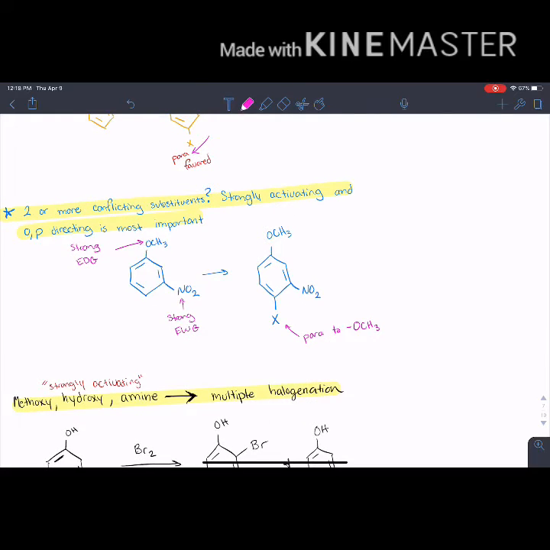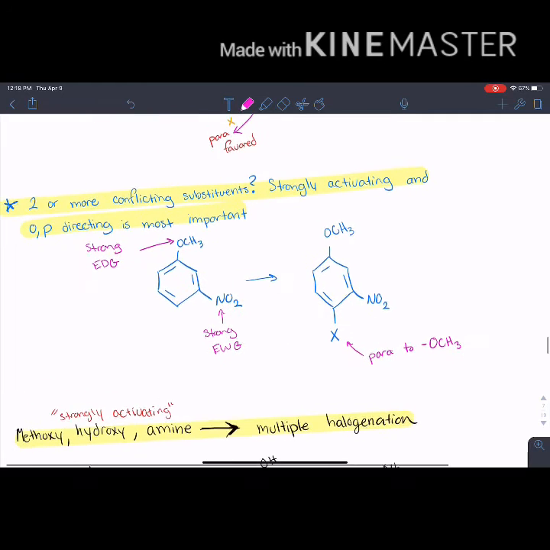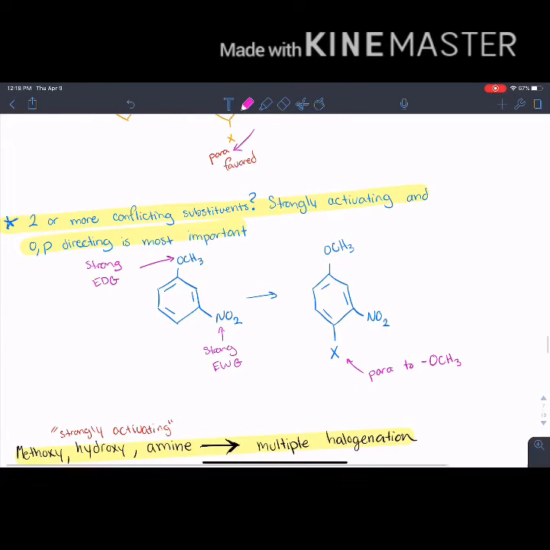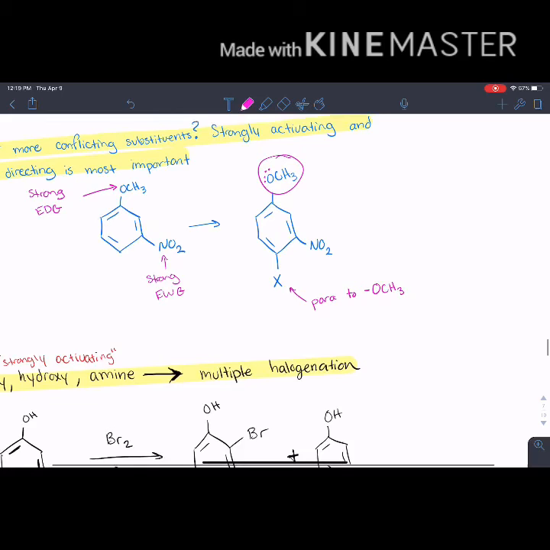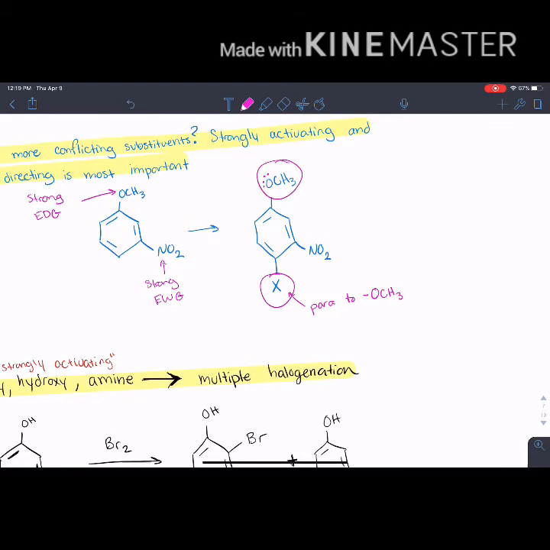So if you have two or more conflicting substituents, you know that the strongly activating and ortho-para directing is going to be the most important factor. So if you have a strong electron withdrawing and a strong electron donating group, you know that this guy is going to win, okay? So you know that it has electrons to donate, you know that it's going to donate those electrons, so it's an electron donating group, it's activating, it's ortho-para directing, and since para is favored, we're going to see the new substituent go in the para position, okay?